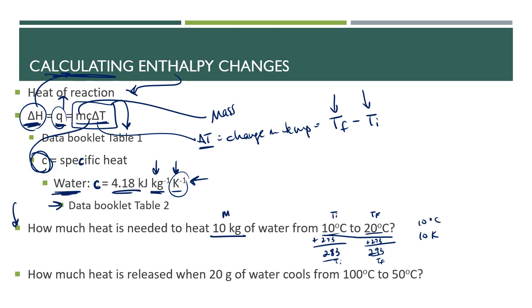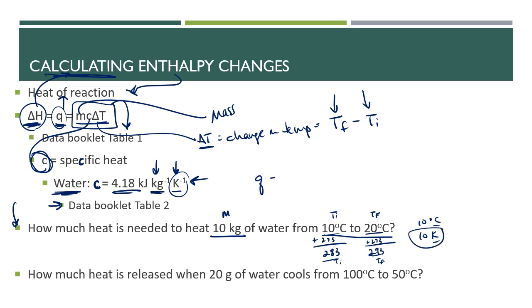So my delta T, it doesn't matter if I'm in Kelvin or Celsius because the increments are equal to each other. So even though the numbers are different, because the increments are the same, the change in temperature will be the same. So you don't have to convert to Kelvin. You can, but you don't have to. So delta T is going to be 10.